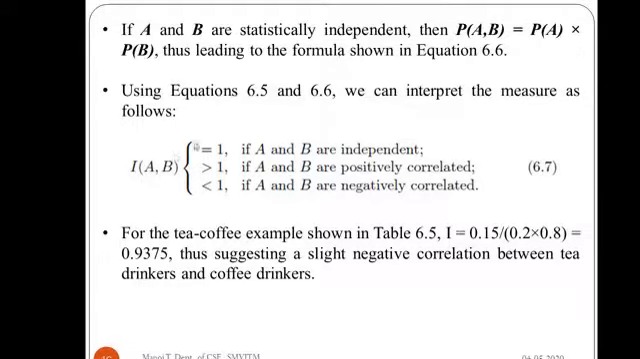So from equations 6.5 and 6.6 we can infer the following: the interest factor is equal to 1 if A and B are independent, greater than 1 if A and B are positively correlated, and less than 1 if A and B are negatively correlated.